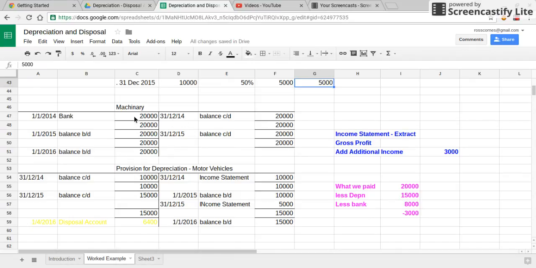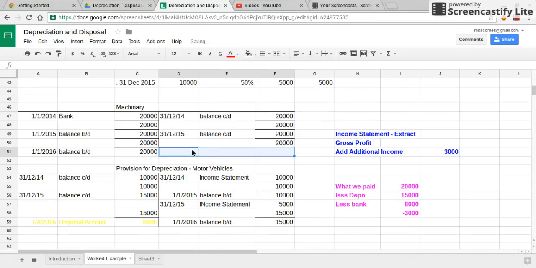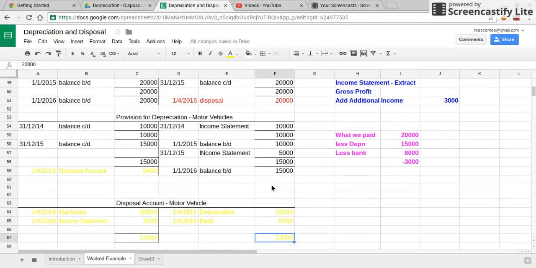Machinery account, no different to what we've done in the past. So 20,000 was the original purchase, balance carried forward, balance brought forward, balance carried forward again at the end of the second year, balance brought forward of 20,000, and then we're going to send the whole of that 20,000 to the disposal account on the disposal date, which is the 1st of April 2016, disposal, and that's going to be $20,000. Hopefully, that will appear in our disposal account.